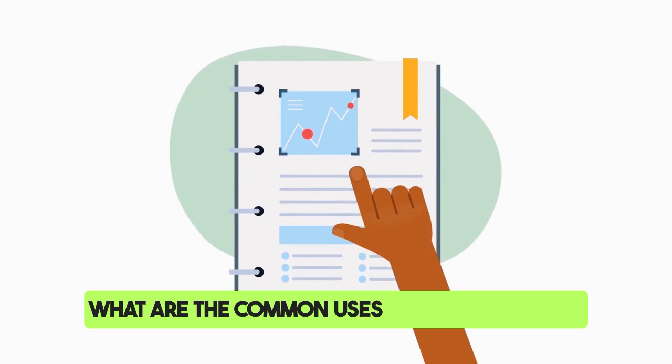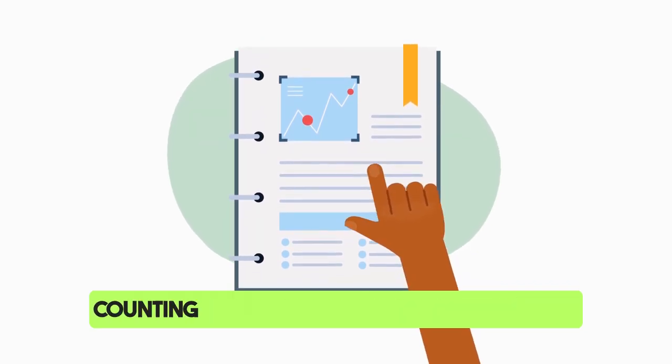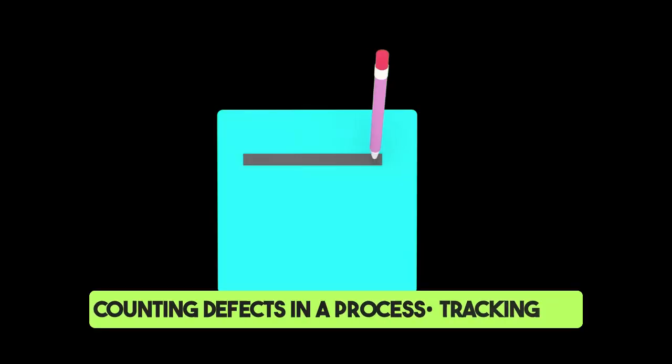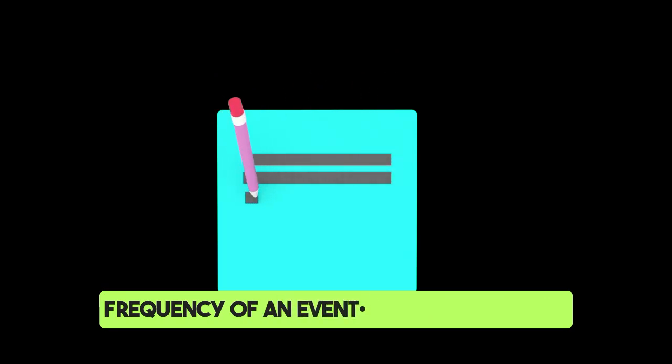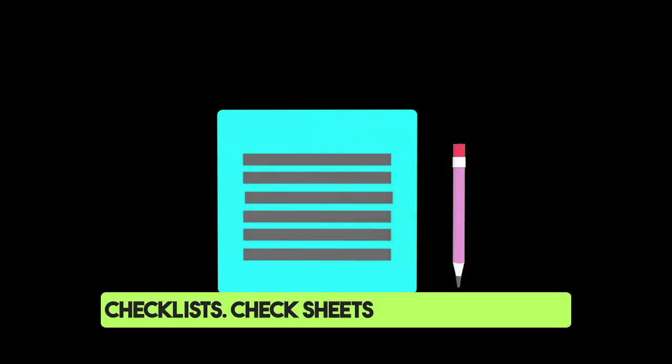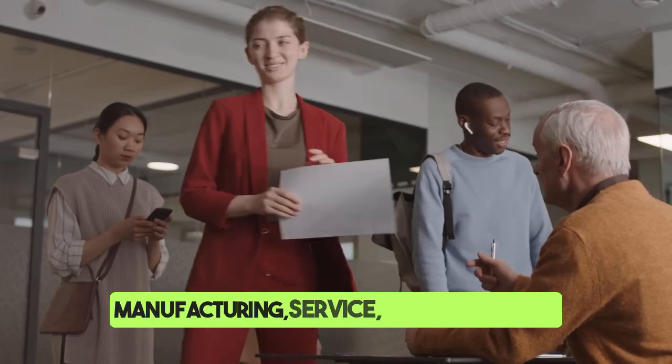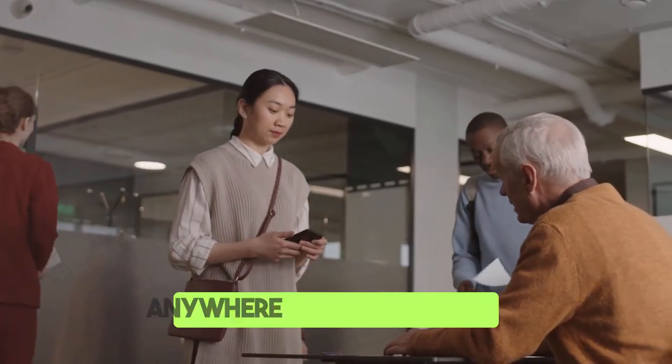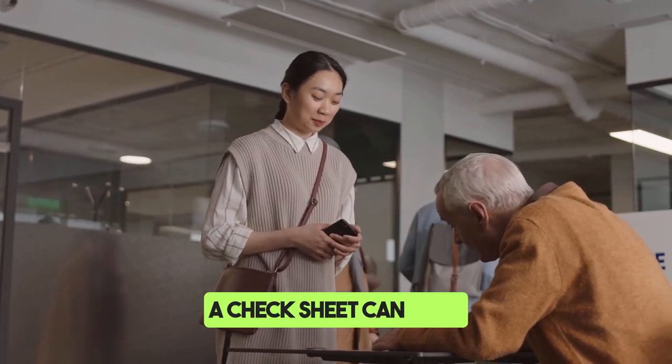What are the common uses of check sheets? Counting defects in a process. Tracking the frequency of an event. Recording data by location, time, or type. Monitoring daily checklists. Check sheets are often used in manufacturing, service, and healthcare industries. Anywhere there's a process, a check sheet can help.